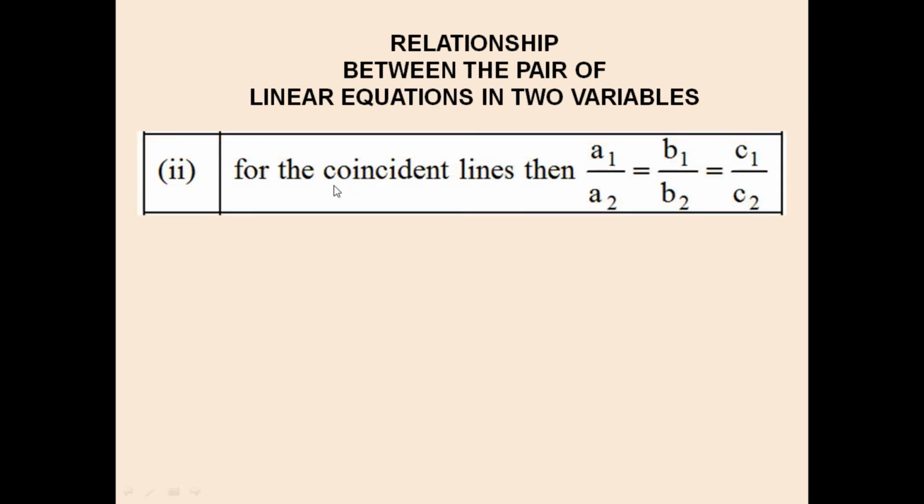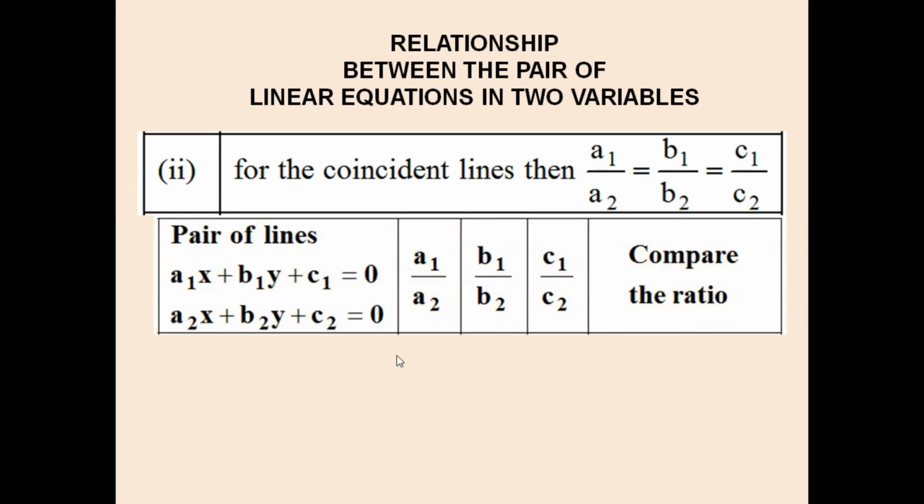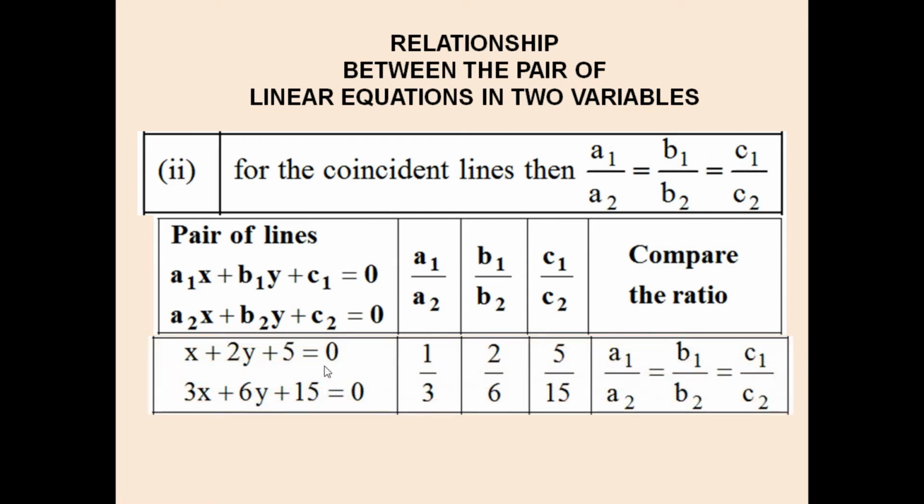Now, the second relationship is about coincident lines. What are coincident lines? These are the lines that totally overlap each other at all points. Again, the first step is the same. We extract the coefficients from the given two equations, put them in the ratio format, and compare the ratios. In this particular example, we've extracted the coefficients 1 upon 3, 2 upon 6, 5 upon 15, and then we compare them.